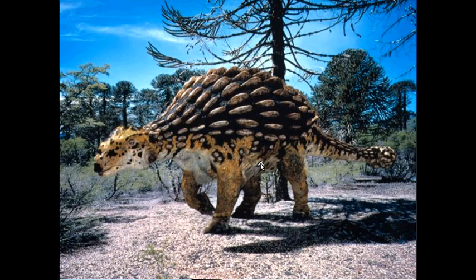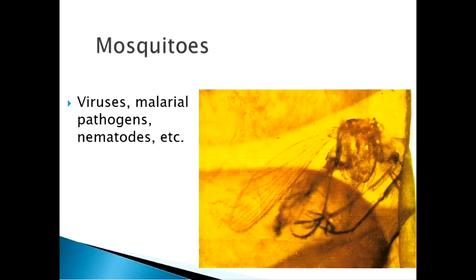The removal of their gymnosperm food source, and then this evolution of this whole circus of parasites and disease. And even more, mosquitoes in amber. Mosquitoes today carry all kinds of viruses and malaria, etc., and they're part of the life cycle of nematodes. Huge problem. We have them in amber.